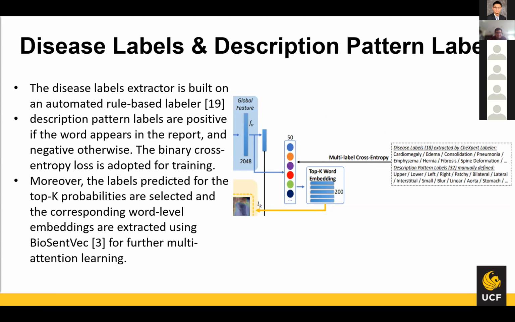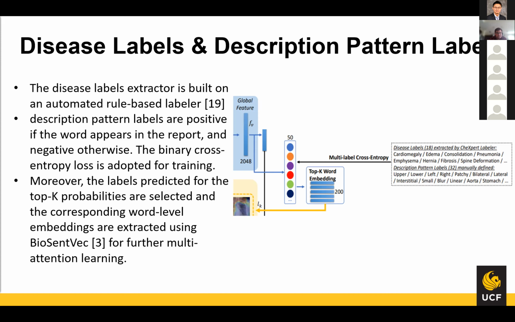They also used disease labels and description pattern labels. So that was based on, again, an already established automated rule-based labeler. In this case, if any description pattern label was positive, that means that the word appeared in the report, and if it was negative, it didn't appear in the report. And they used just a binary loss to learn if those words were encoded in the final report or not.